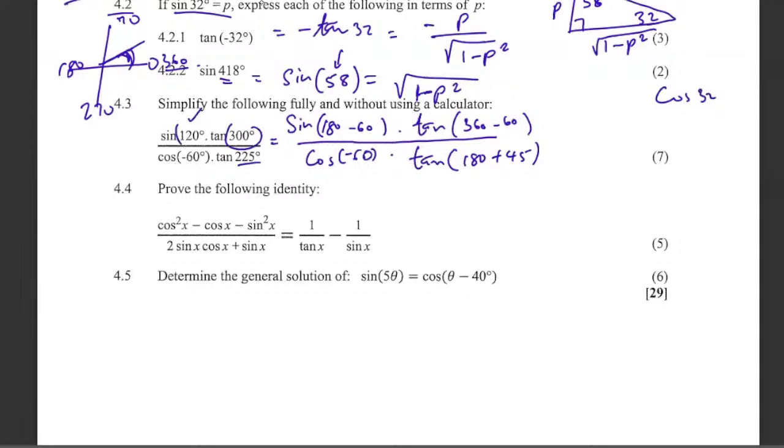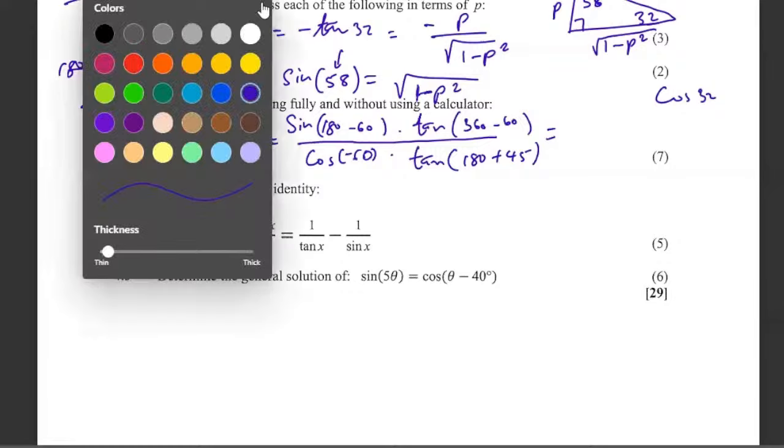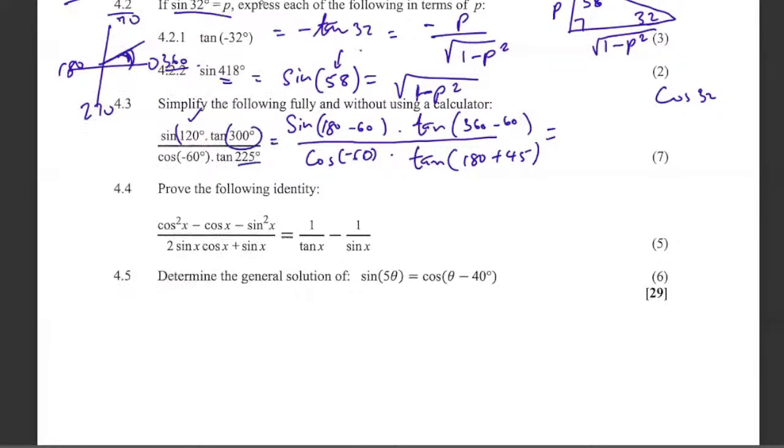Okay, so if I'm to reduce this, I know that sine of 180 minus is going to give me just the sine of 60, times, we know that in the fourth quadrant the tan is negative. So I'm going to have negative tan of 60 over cos of a negative, which is just the same as the cos of a positive. And then the tan of 144, that is going to give me the tan of 45.